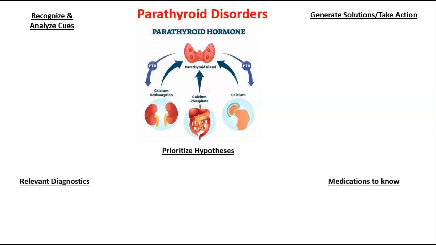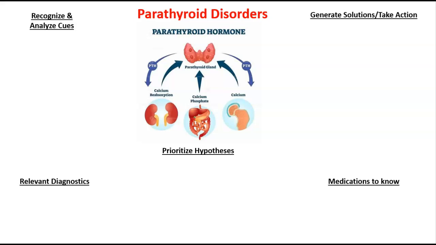We might do a DEXA scan. But again, the biggest thing that's going to tell us that a person has a parathyroid disorder is the parathyroid hormone level. So under generating solutions and taking actions, whether the person has too much parathyroid or too little parathyroid hormone, the goal is the same. We want their calcium to be maintained within normal limits.